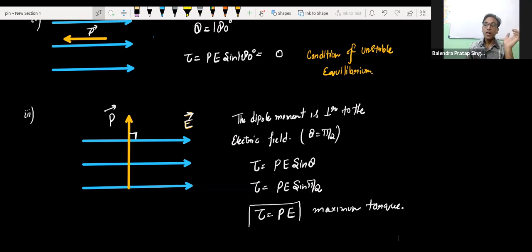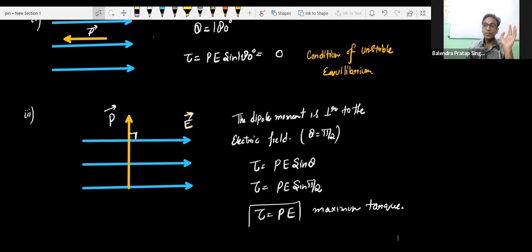The resultant of A cross B is perpendicular to the plane of the two vectors. After that, we studied the derivation and found the torque. The torque is PE sine theta, that is P cross E, where P is the electric dipole moment and E is the electric field. So the torque experienced by an electric dipole in a uniform electric field is torque equals P cross E. That is the first important thing.